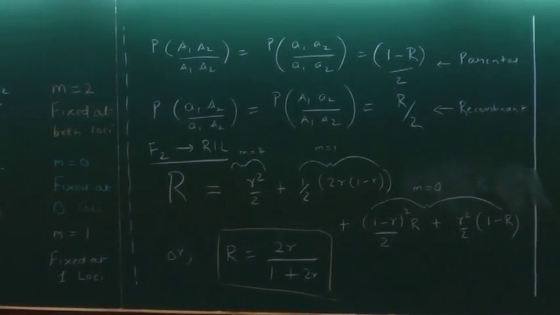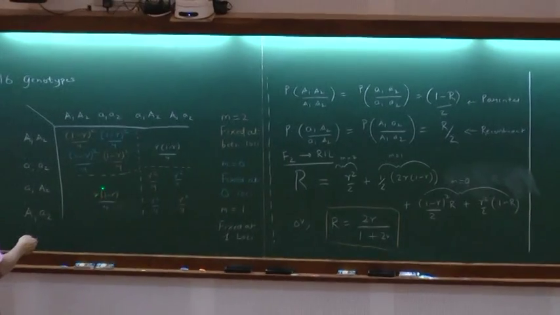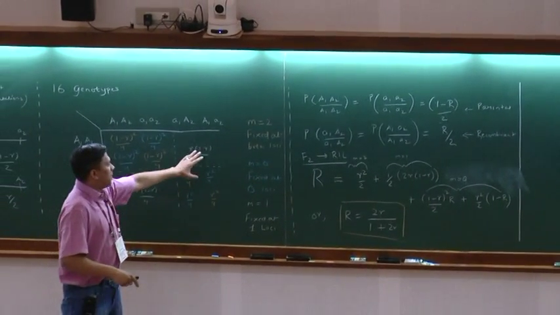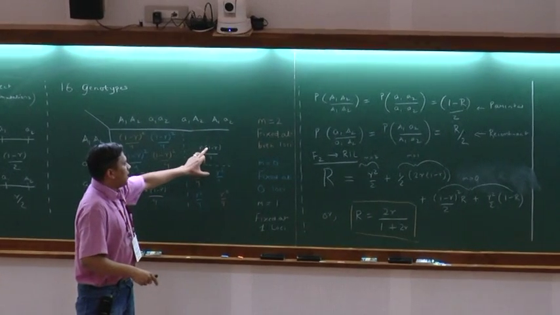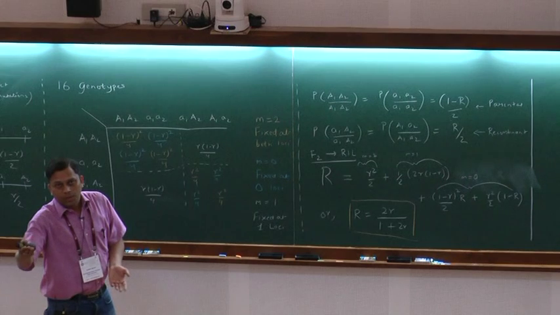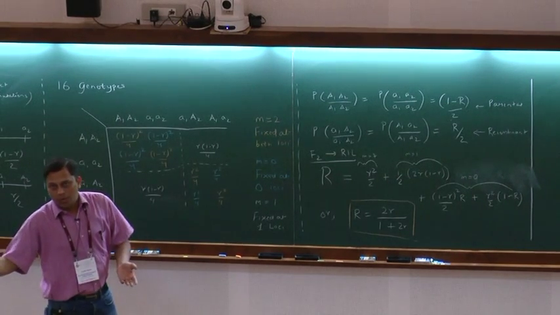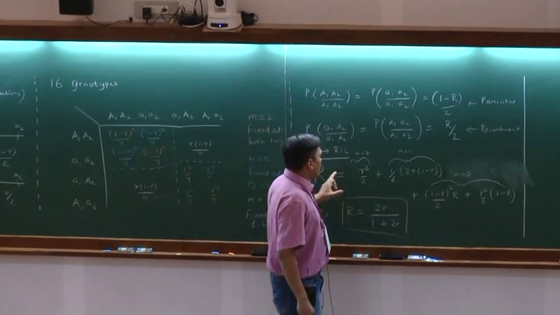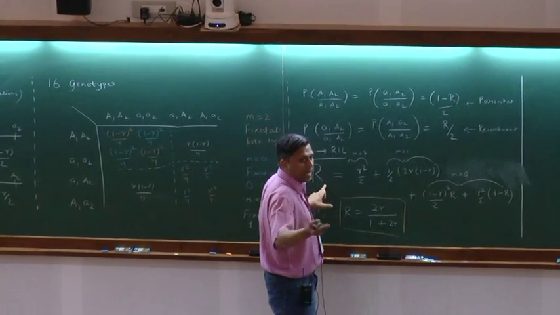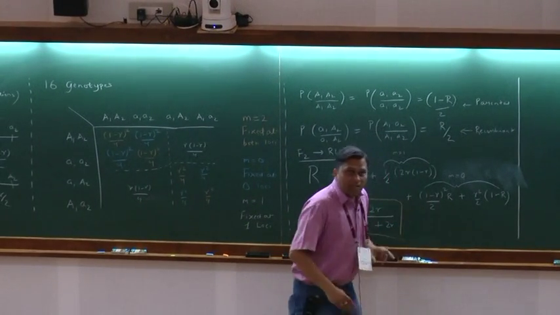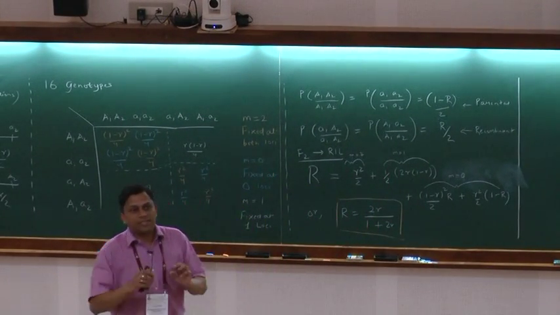So there are 8 genotypes here, each with probability r into 1 minus r by 4 with 1 fixed loci. If you multiply by 8, it becomes 2r into 1 minus r. As I said, 50% of that will go into recombined types, 50% into non-recombined types. So I take that quantity and multiply by half. That's the second contribution to the recombined generations at the infinite generation limit. And the third is basically the class of genotypes which are fixed at no loci.